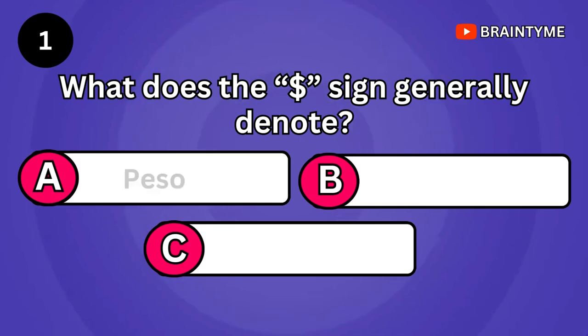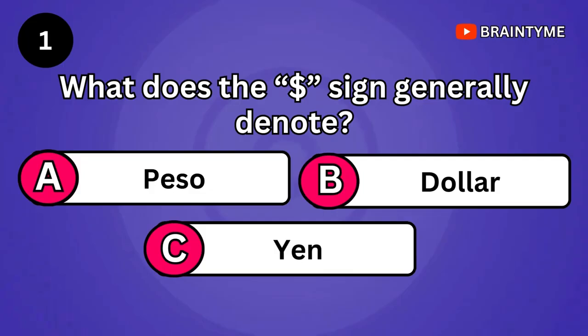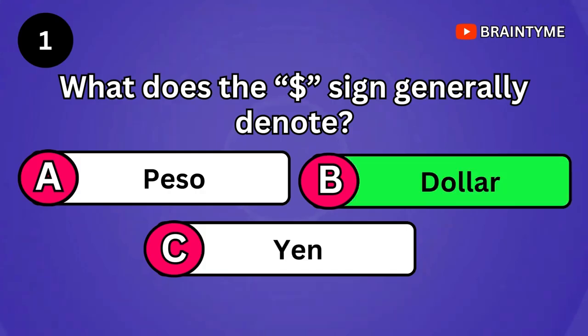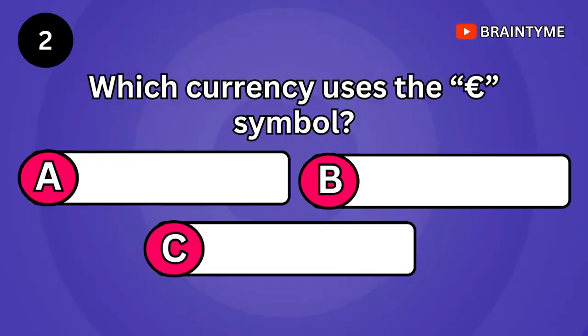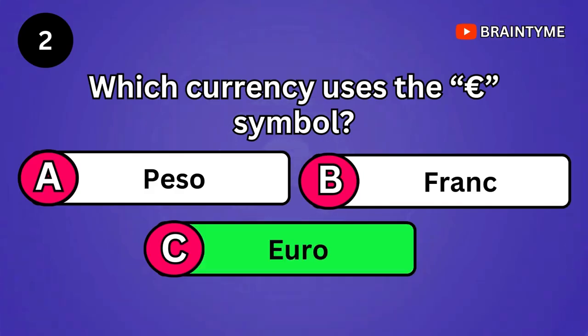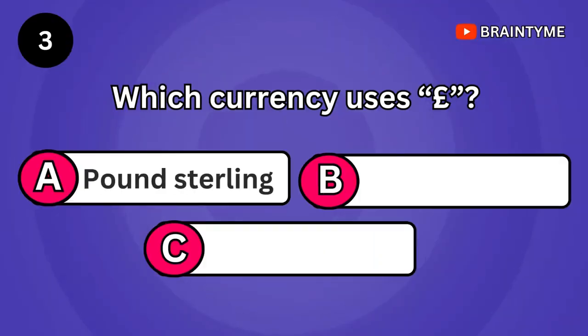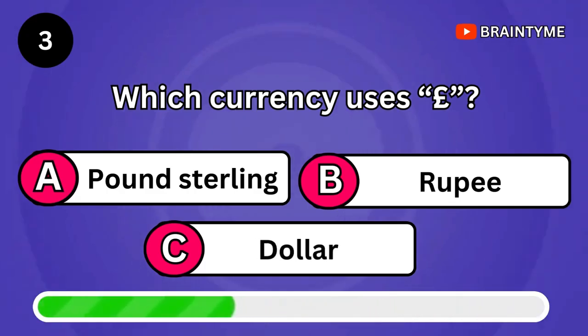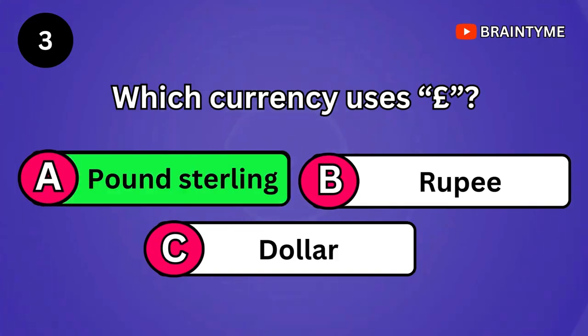What does this sign generally denote around the world? A dollar, and in some places, a peso. Which currency uses this symbol? The euro. Which currency uses this symbol? The pound sterling.